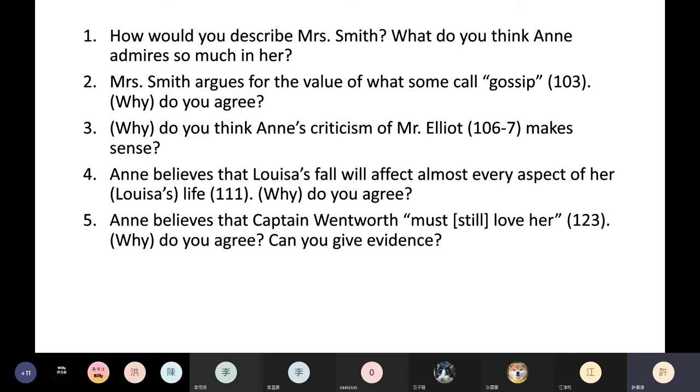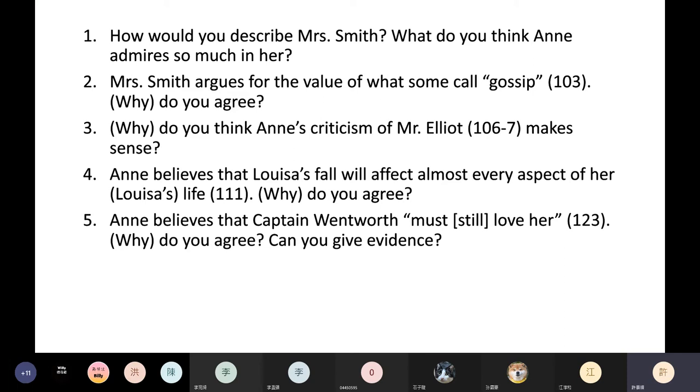Now, it's possible that there are, let's finish this first. Okay, so either Wentworth or Mr. Elliot. And we already know that Anne does not like Mr. Elliot. She does not trust him. So that only leaves us Wentworth.